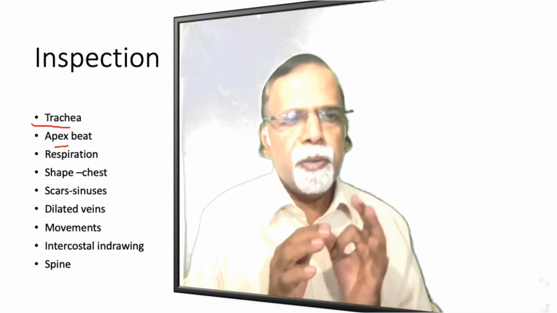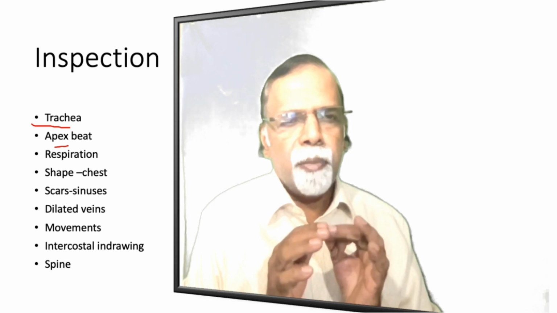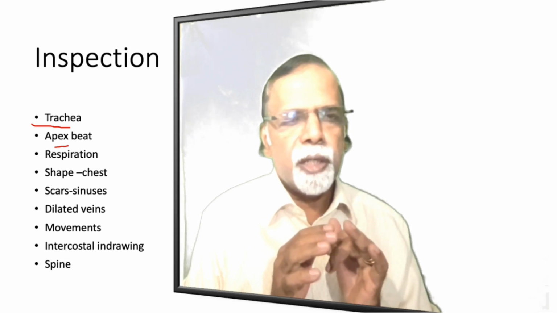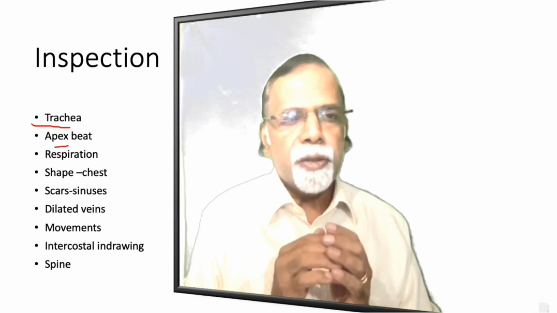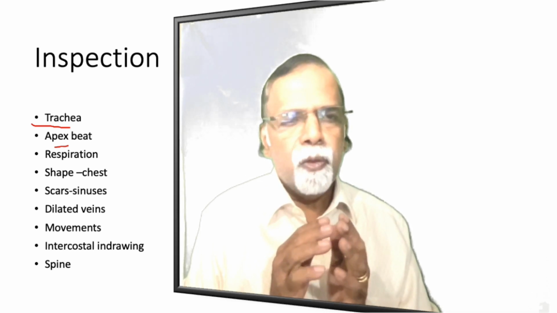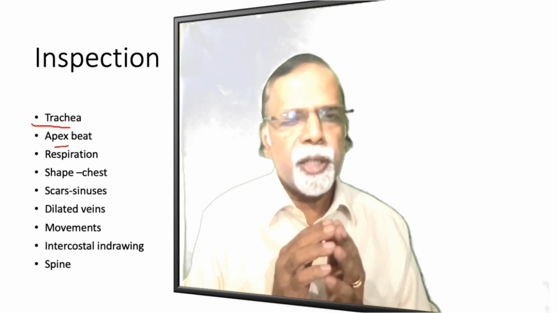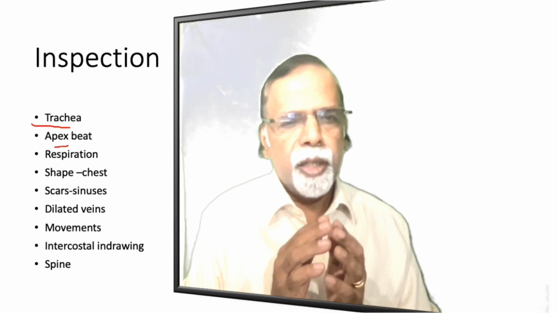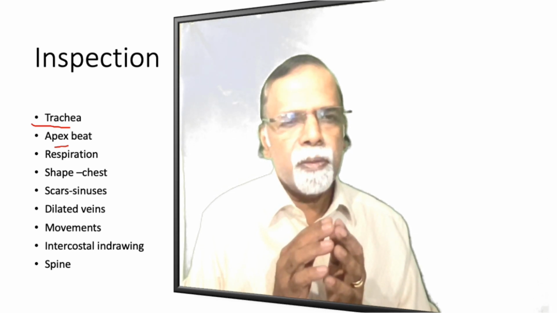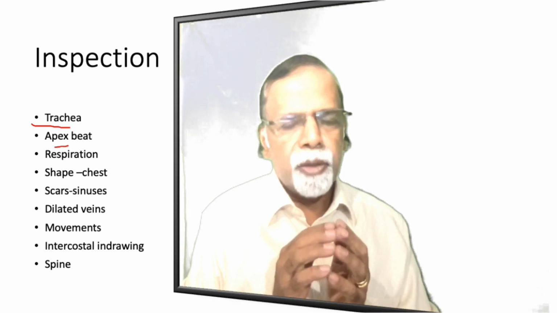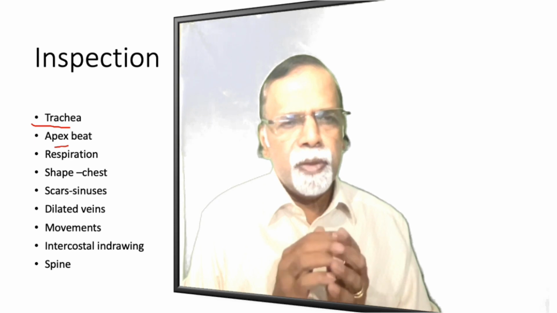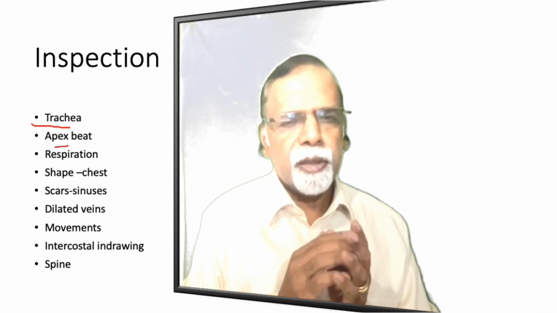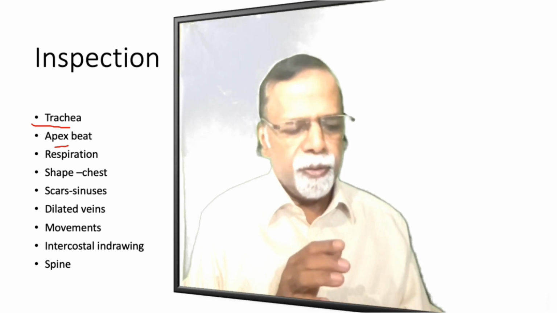Then you look for the shape of the chest. Any abnormalities on the surface of the chest like scars, sinuses. Look for dilated veins. Then look at the movements of the chest, including respiratory rate and pattern, and any asymmetry in the movements. Look for intercostal indrawing and examine the spine specifically. These are the major points that we'll be examining during inspection.